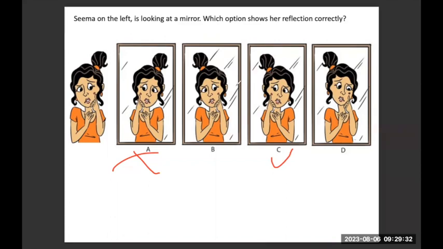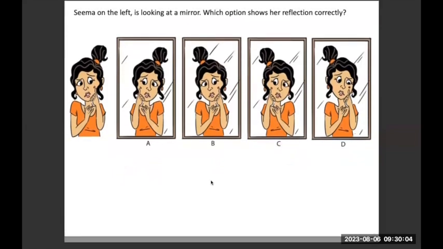In the case of option B, the position of this thing is wrong, so option B gets negated there. In the case of option D also, that is wrong. So wahan se wo bhi, again, the pimple itself is wrong. Because of that, it gets negated. So option C is the correct one. Any doubts, any questions in this? Okay, we'll move to the next one.